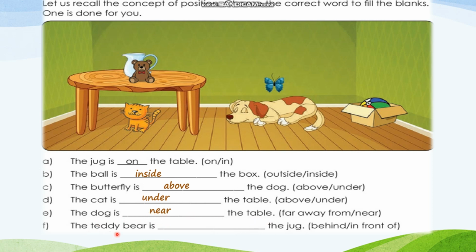Next is the teddy bear is dash the jug. We have to say the position of the teddy with respect to the jug. So what is the position, behind or in front of? Yes, the teddy is in front of the jug, isn't it? So the teddy bear is in front of the jug. My dear children, these questions are from your textbook, so you can fill these blanks in your textbook. Okay.